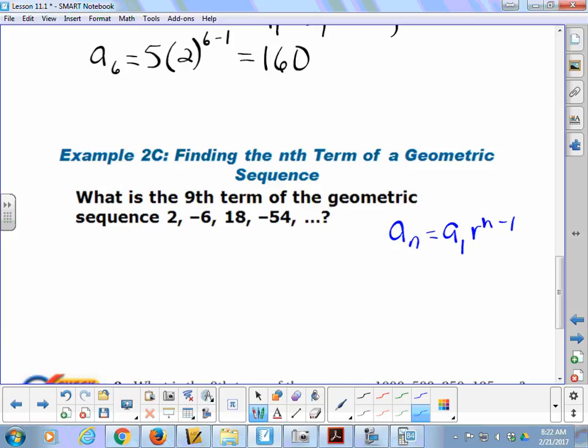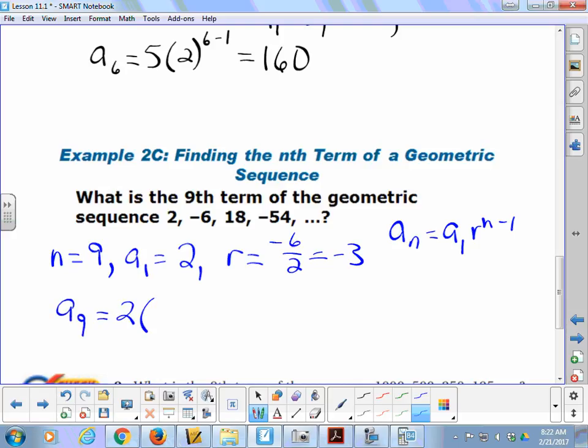Well, here they tell us what n is. That's the ninth term. So n is 9. A sub 1, the first one, is 2. And then we just have to calculate r in this case. So we'll take negative 6, divide by 2, and get negative 3. All right, so the ninth term, a sub 9 equals the first term times r raised to the power of 9 minus 1.